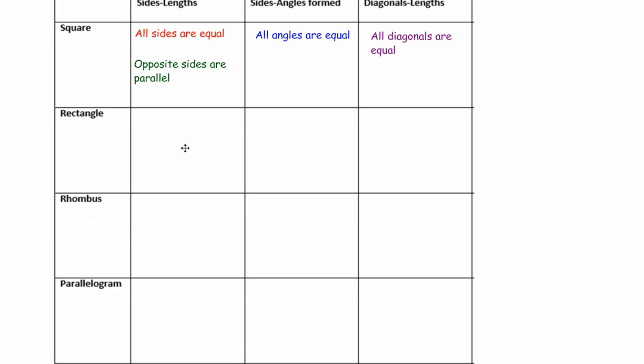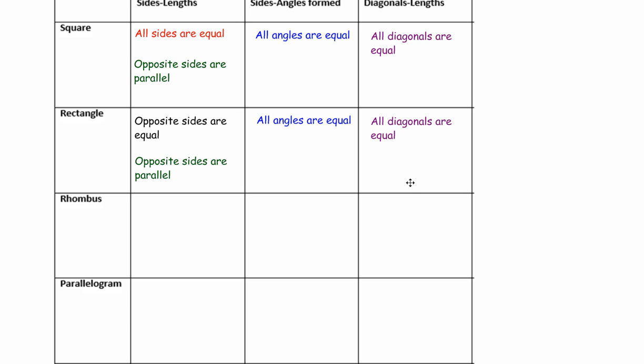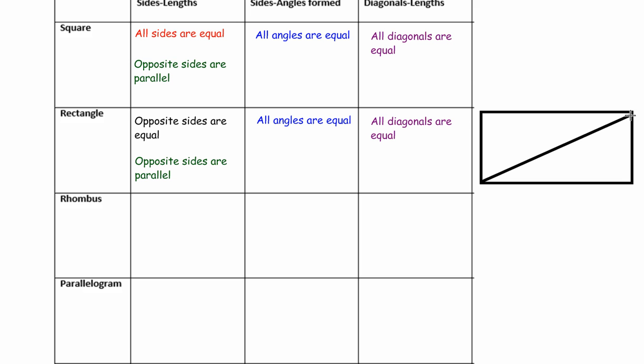In a rectangle, we have opposite sides are equal and opposite sides are parallel. All the angles in a rectangle are equal, and the diagonals also are equal. Let's look at a rectangle here real quick. Here's a rectangle, and here's our diagonal in a rectangle, and here's another diagonal in our rectangle. And we'll notice that the lengths of our diagonals are equal.